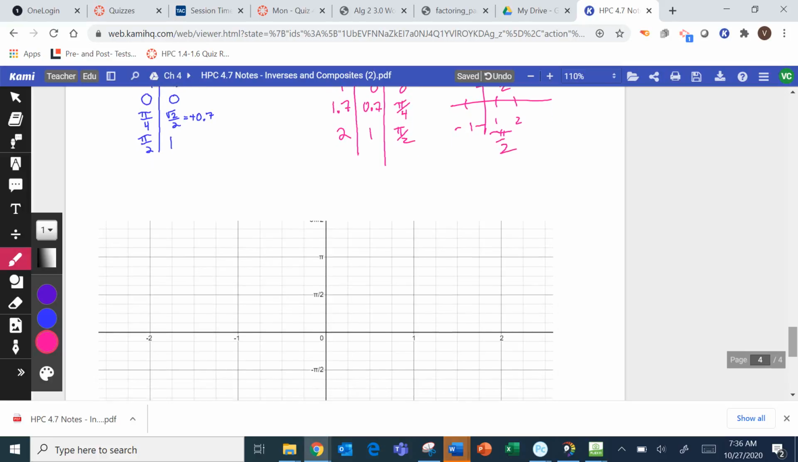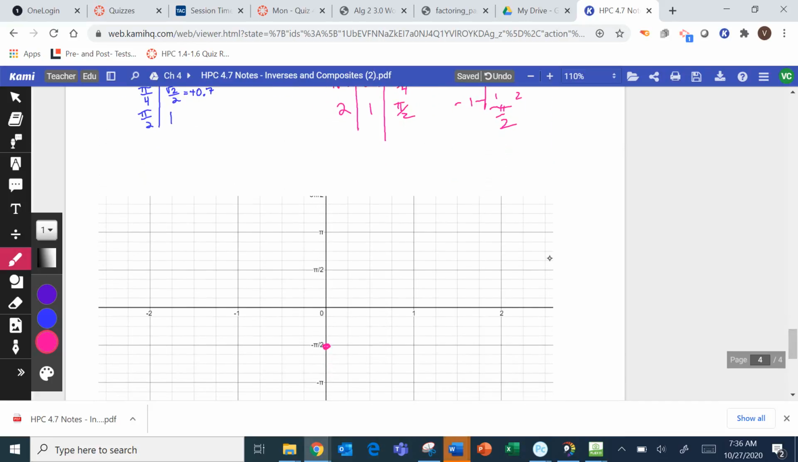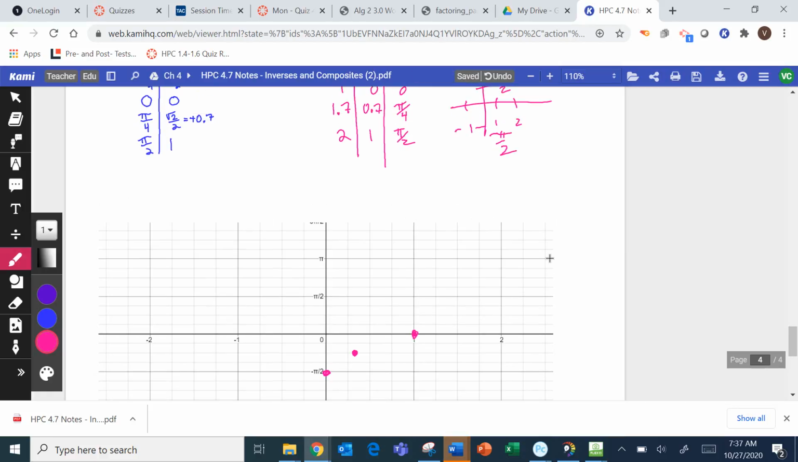So at 0, I've got negative pi over 2. At 0.3, I've got negative pi over 4. So 0.3 maybe approximately here, negative pi over 4. At 1, it's 0. At 1.7, pi over 4. And at 2, it's pi over 2. So there's a little bit of concavity that you can see with this graph. Make sure that I emphasize that concavity.